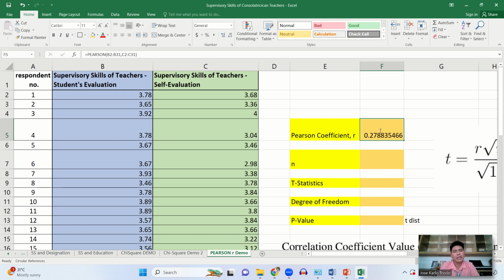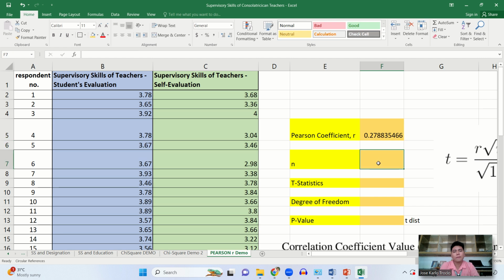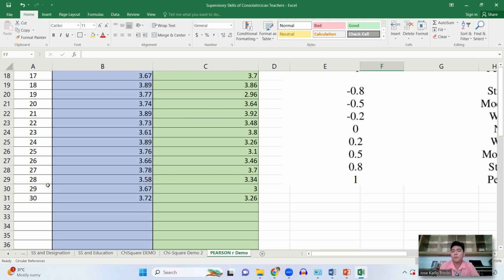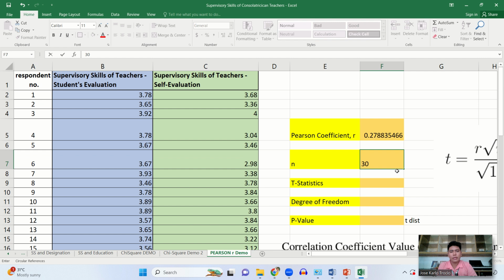Very simple. Again, formula equals Pearson R, open parenthesis, highlight all the data from variable number 1, comma, highlight all the data for variable number 2. Click enter. That's it. Now for the N, we know N is the sample size. How many respondents do you have? 30. There are 30 respondents.